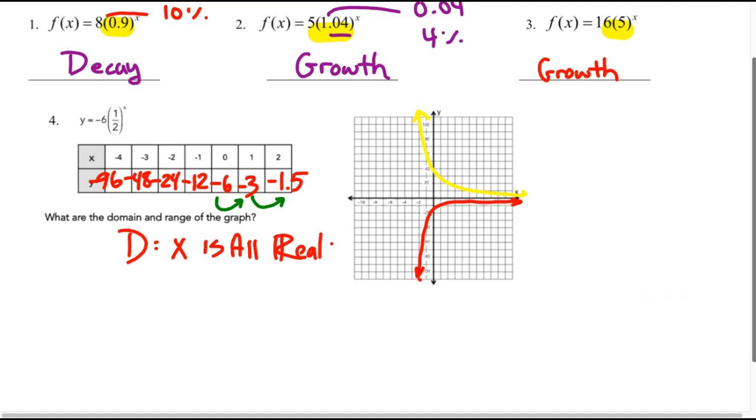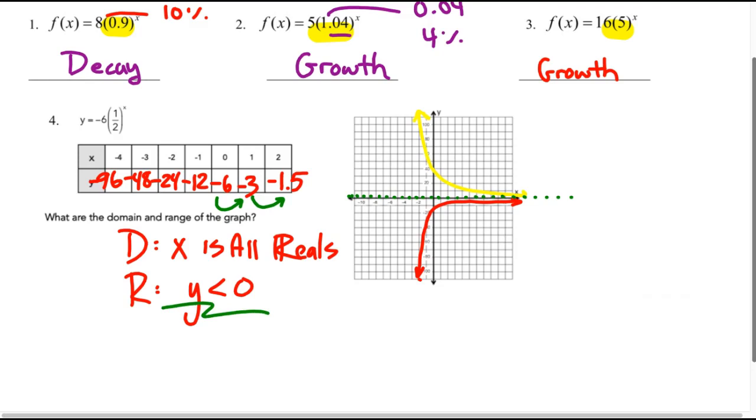So all reals. You can put anything in for x. The range, however, the y values, are going to be restricted in this case to all less than 0. Because we have an asymptote at this horizontal line, y equals 0, your graph is never ever going to touch that line or cross that line, so all the y values then have to be less than 0.